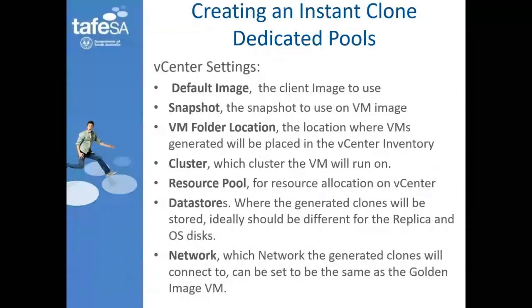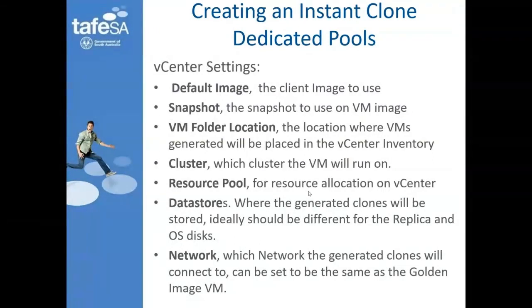There are some vCenter settings as well. We need a default image. Obviously, we're going to use the image that we created last week. And we need a snapshot of that image, which we created last week as well, but we'll create one this week as well. The VM folder, remember we specified the VM folder in the vCenter, where we want to keep these virtual machines. That's the folder we tell it to go to. The cluster, so we tell it which cluster to use, which means it will use the resources out of that cluster to run the virtual machines.